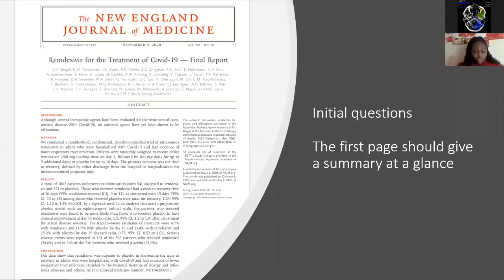So at a glance, the first page of that paper should really give you an idea of what is happening. Going through the front page here, you can already see the background saying, although several therapeutic agents have been evaluated for the treatment of coronavirus, no antiviral agents have yet been shown to be efficacious. So that's already the background. Here, in this line, you can already see the method that has been stated. In the results, this has been stated at the conclusion. So this is just the first page. This particular paper is a 12-page document, but the front page already gives you an idea of what they are saying, what the methodology was, what the result was, and what the conclusion was.